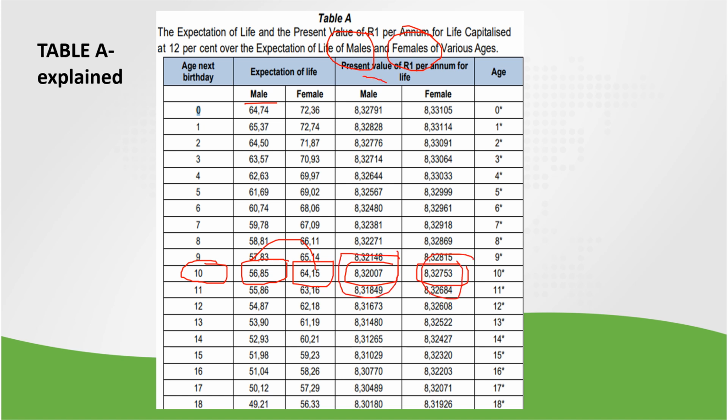Now remember to always choose the right column. Make sure you're taking the male or the female column. And it's super important to make sure you look at the beneficiary's age at their next birthday.